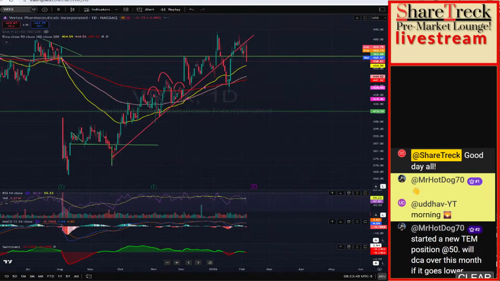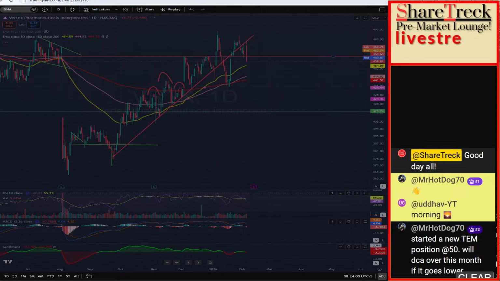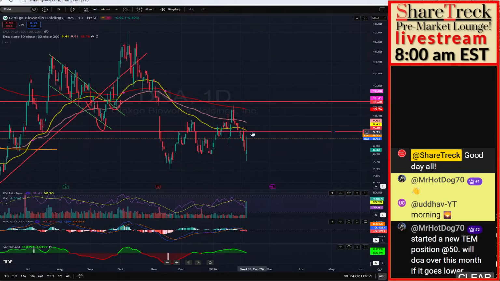Next, let us look at Vertex. In case of Vertex, we are up 1.07%. The 50-day exponential at 454.59 will be the support, and our resistance is going to be 463.60. Next, Ginkgo Bioworks is up 7.57% in pre-market trades, and we are going to get some resistance at 9.36.